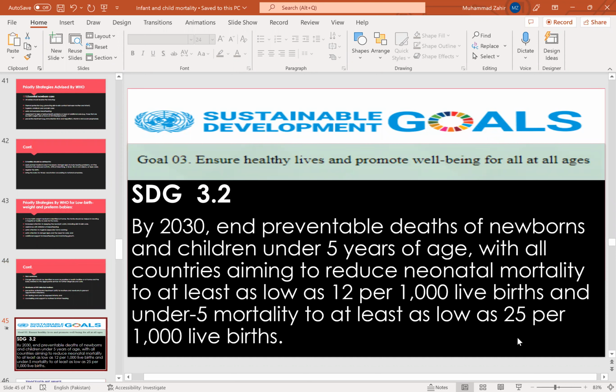If we see the Sustainable Development Goal, SDG 3.2, by 2030, end preventable deaths of newborns and children under 5 years of age, with all countries aiming to reduce the neonatal mortality rate to at least as low as 12 per 1,000 live births and under-5 mortality to at least as low as 25 per 1,000 live births. So the things to remember are 12 for infants and 25 for under 5.